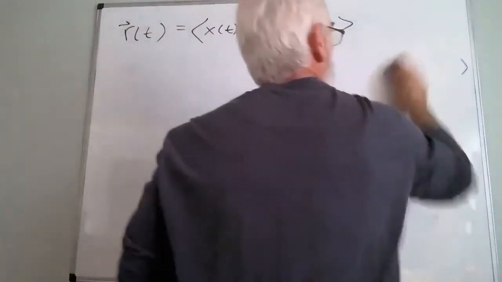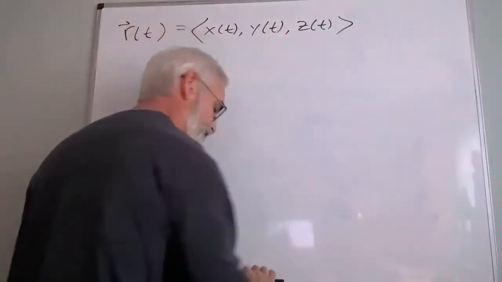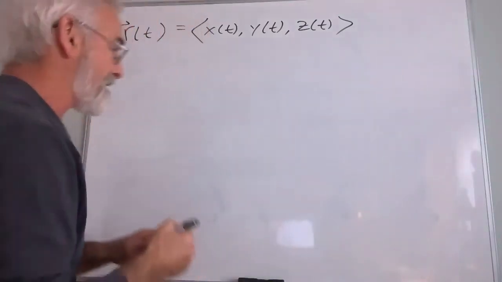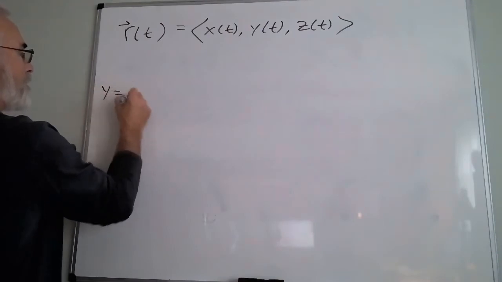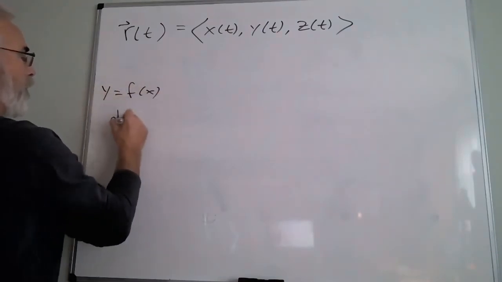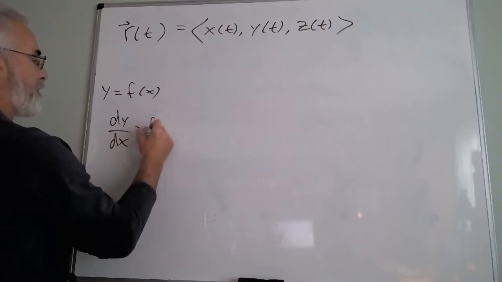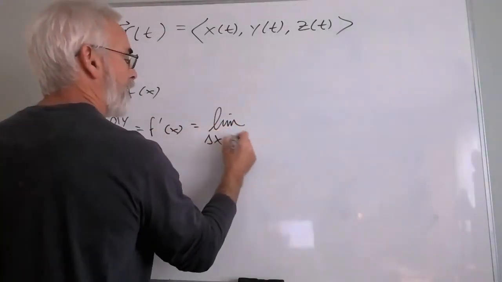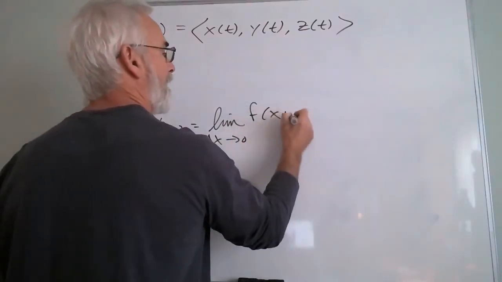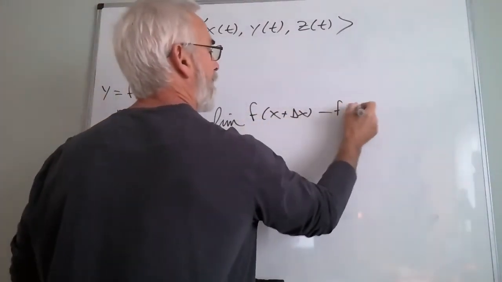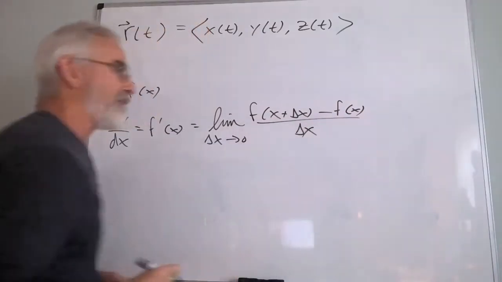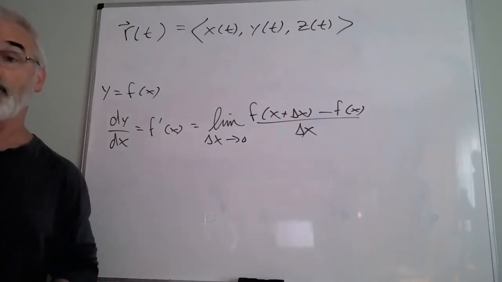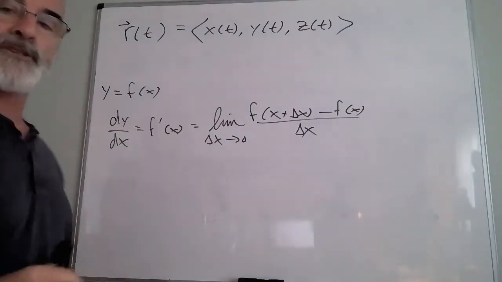Now, let me remind you, if you came to my Calc 1 lecture today, we did the definition of the derivative in Calc 1. In Calc 1, if y equals f of x, then dy dx, which equals f prime of x, is equal to the limit as delta x approaches 0 of f of x plus delta x minus f of x all over delta x. Hopefully you remember doing that in Calc 1 because that's how you derived most of your derivative formulas. This is called the definition of the derivative.